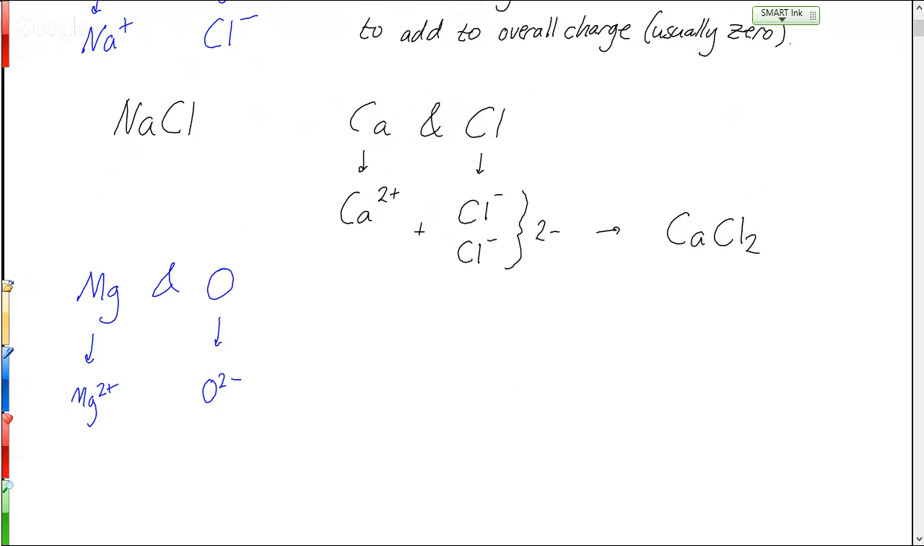Yep, everybody see that? So magnesium 2+, oxygen's 2-. So we don't need to adjust those ratios to get to 0. 2+ and 2- is neutral or 0 overall. So we put those together and just get MgO for our compound.